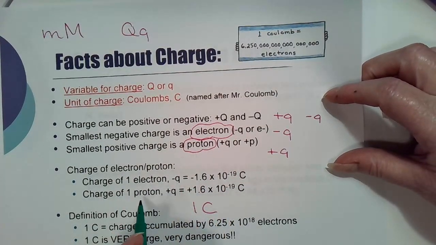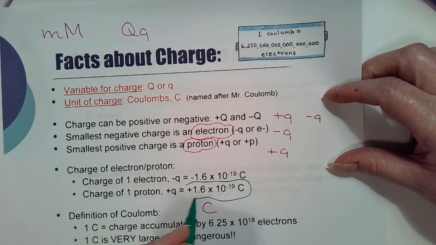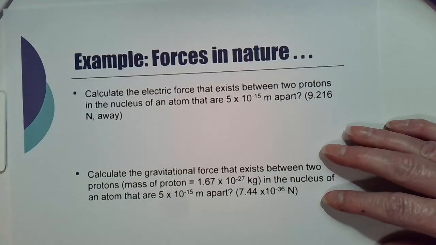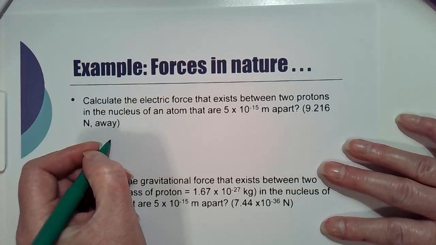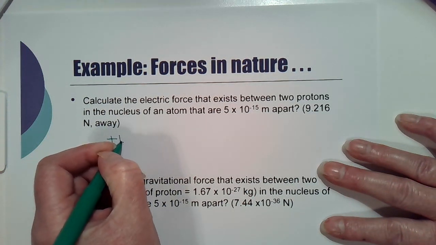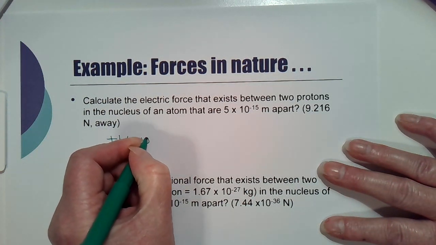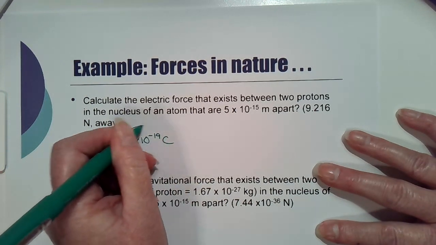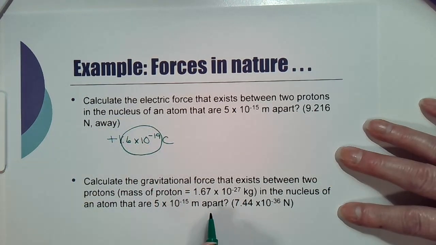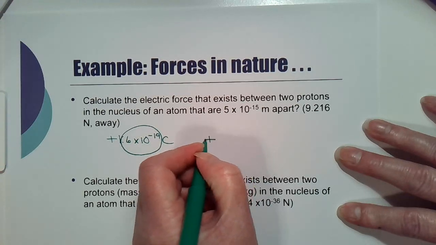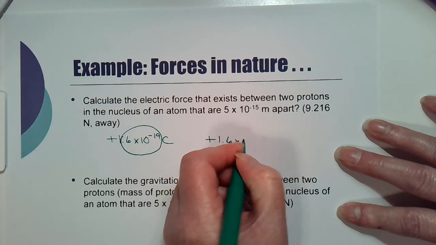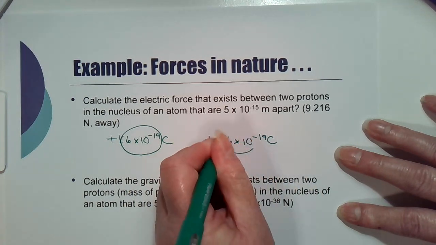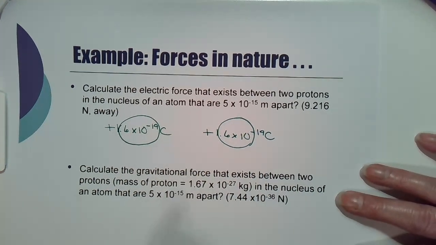The charge of a proton, 1.6 times 10 to the negative 19. So a proton would be a positive 1.6 times 10 to the negative 19 coulombs. Then I have to circle it. And then I have another one of those, 1.6 times 10 to the negative 19 coulombs, and I got to circle it. Doesn't all fit in there.